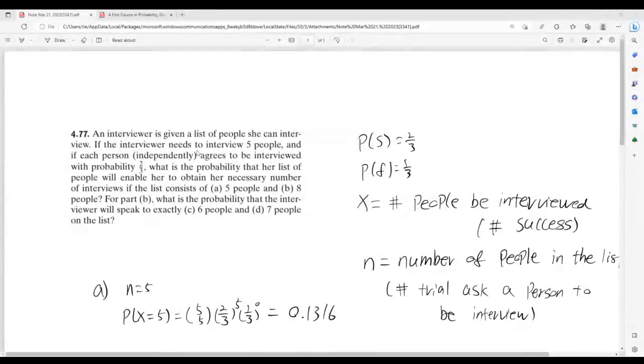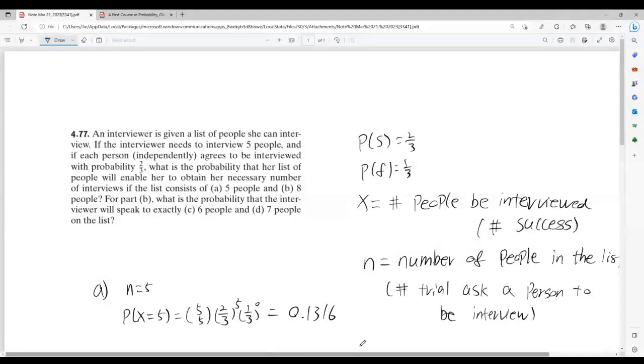Okay. So an interviewer is given a list of people she can interview. If the interviewer needs to interview 5 people, and if each person independently agrees to be interviewed with probability 2/3, what is the probability that her list of people will enable her to obtain her necessary number of interviews if the list consists of part A, 5 people?